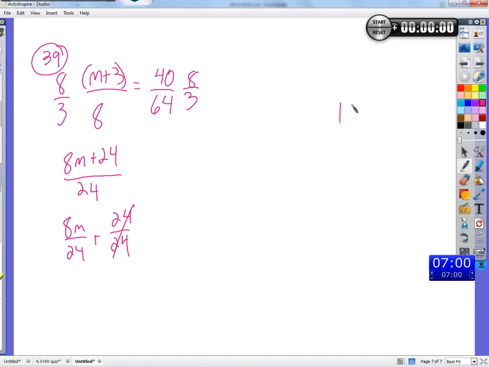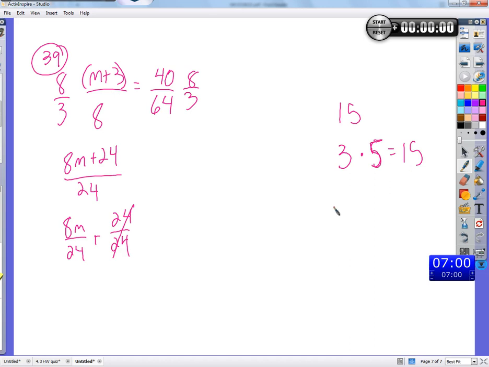Got 15. Is 3 a factor of 15? Mm-hmm. How can you be sure? What's the proof of that? 3 times 5. 3 times 5 is 15. That's why 3 is a factor. Also, for the same reason, 5 would be a factor.